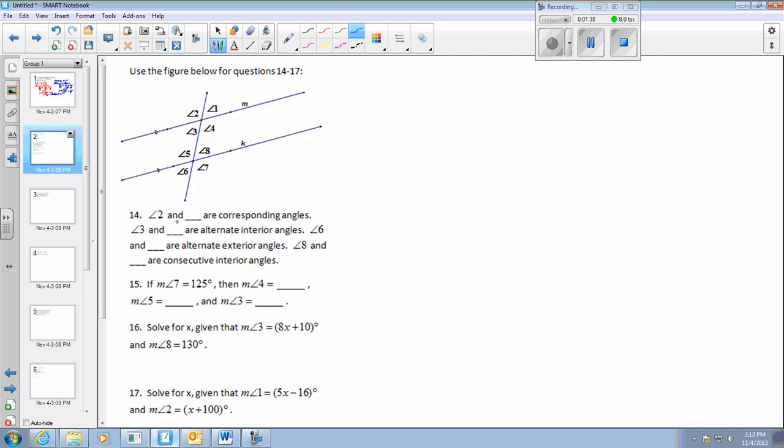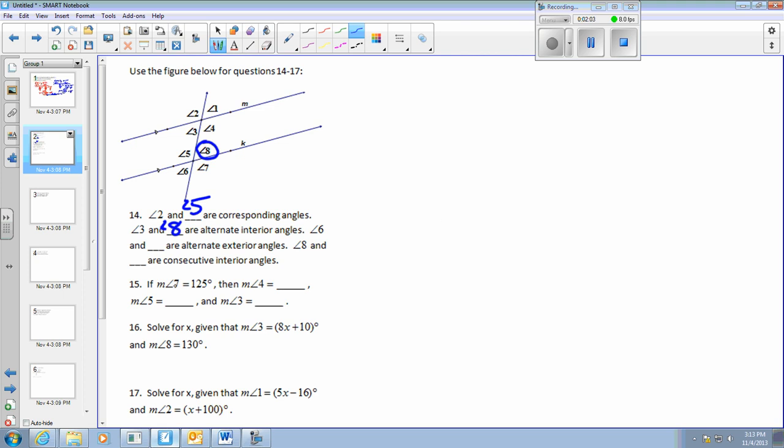Number 14, it says angle 2 and blank are corresponding angles. If we look up here, angle 2 and angle 5 are corresponding angles. Number 3, angle 3 and blank are alternate interior angles. We would say angle 8. I suppose we should put the angle symbol in front.